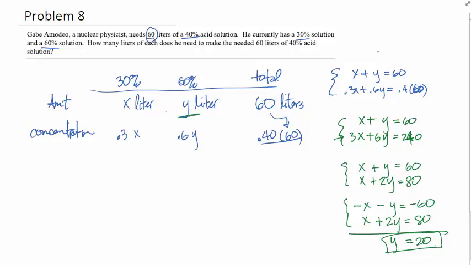of the 60% solution. And now I can use any of these equations to find the x value. I think I will use this equation. I have x plus y, which I found to be 20, is equal to 60, and so x is just going to be 40.